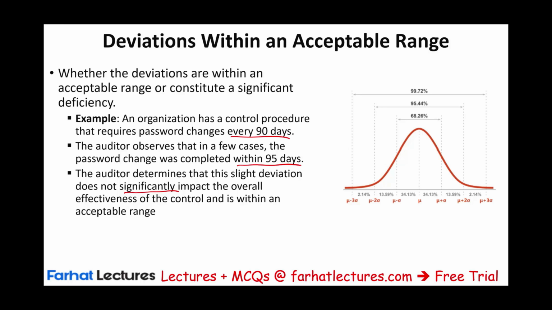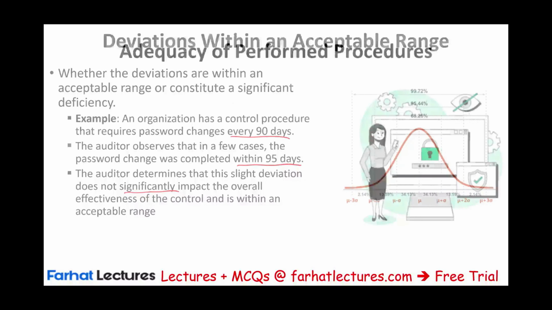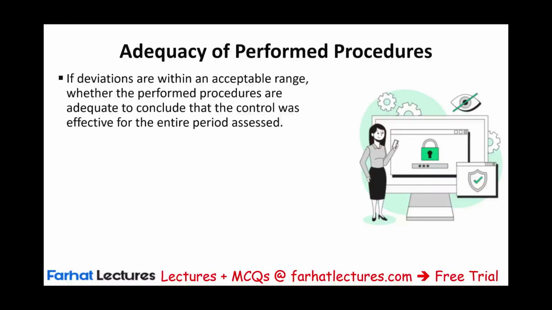So we have to see whether the problem that we found is acceptable or not acceptable. If not acceptable, does it constitute a significant deficiency? If the deviations are within the acceptable range, it means that's not bad. But are the performed procedures adequate to conclude that the control is effective for the entire period? Now, remember, when we find a deviation that is within the acceptable range, you're not looking at the whole period, so you have to be careful here.